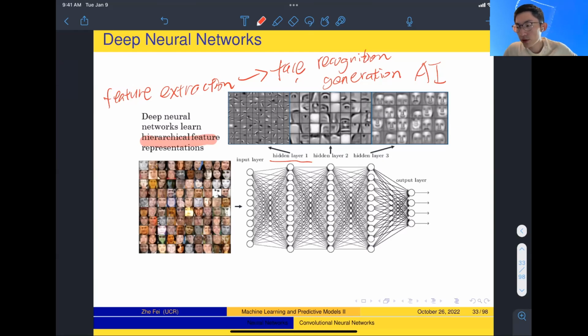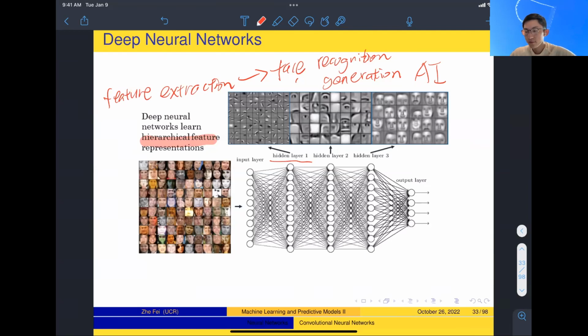But for hidden layer number 2, they become more realistic, right? Maybe some features corresponding to the shape of the nose, shape of your eye, your eyebrows, etc. So hidden layer 2 is more realistic. And then with hidden layer 3, it could give you something like the shape of your face, or the shape of your forehead, something at a higher level. So this is the potential advantage of using multiple hidden layers.